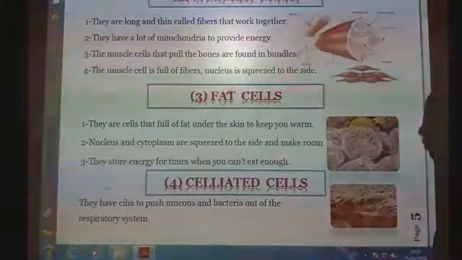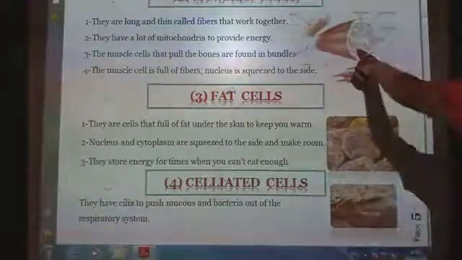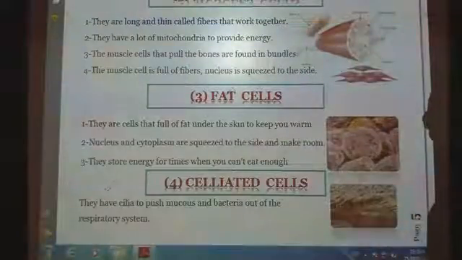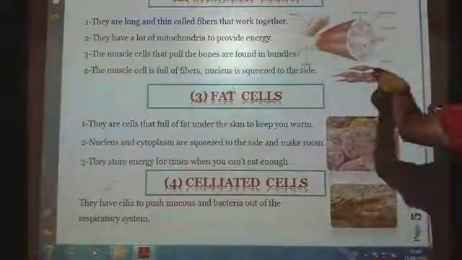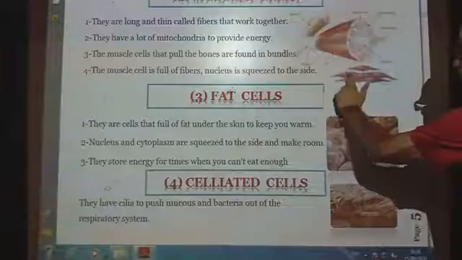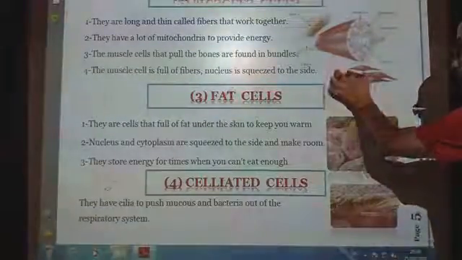The red blood cells don't contain a nucleus, but the muscle cells contain a nucleus inside them. The nuclei inside the muscle cells are squeezed at the two sides, not in the center.